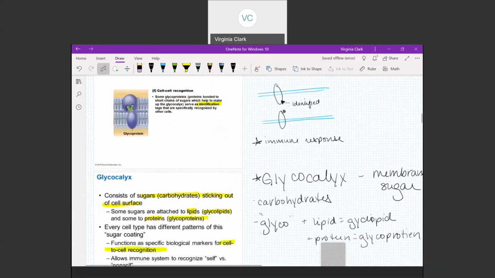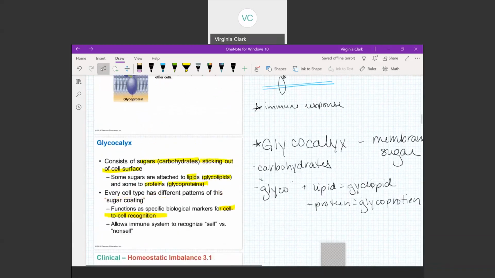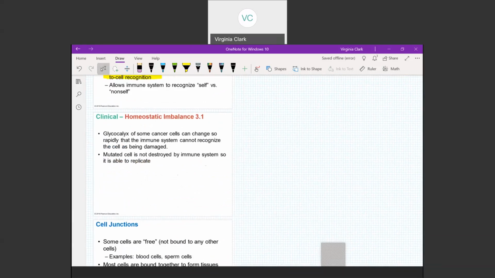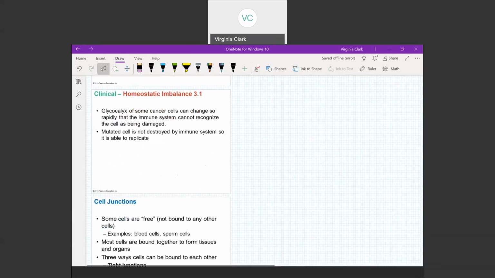So moving on. These are really important. So the sugar protein or the glycocalyx of the cancer cells are what help with understanding whether or not the immune system can recognize if the cell has been damaged or not. And some of the mutated cells, they don't have the ability to replicate. So it's important to know which cells to get rid of, and that glycocalyx is responsible for that.